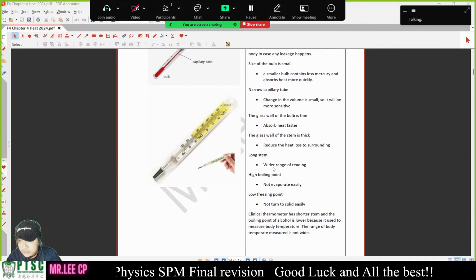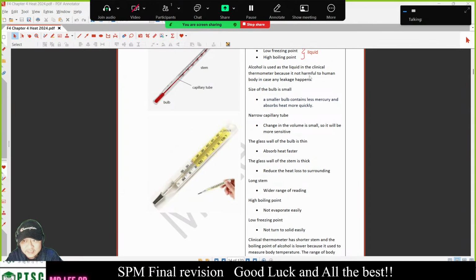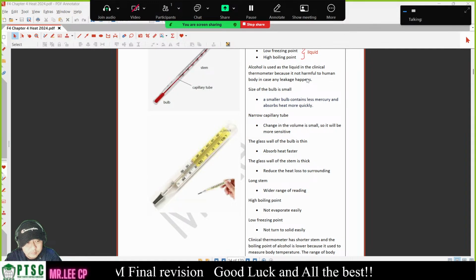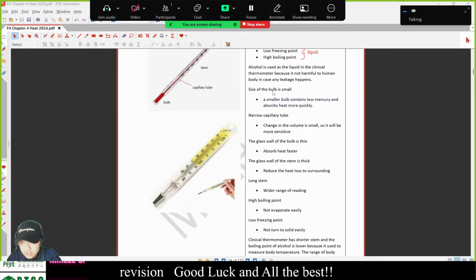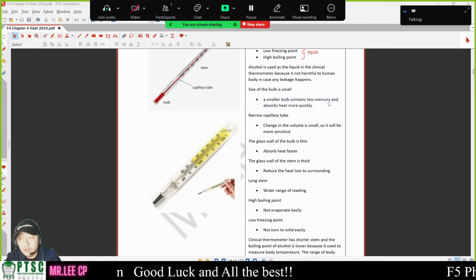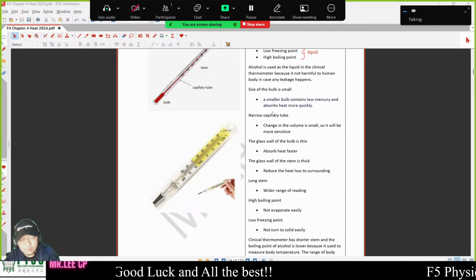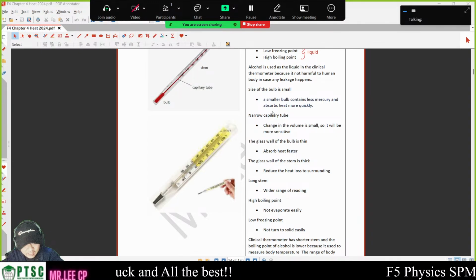Now, the alcohol is used in the clinical thermometer because it is not harmful to the body, even if it leaks. And the size of the bulb has to be small. Why? So it will contain less mercury and absorb heat faster, more quickly.